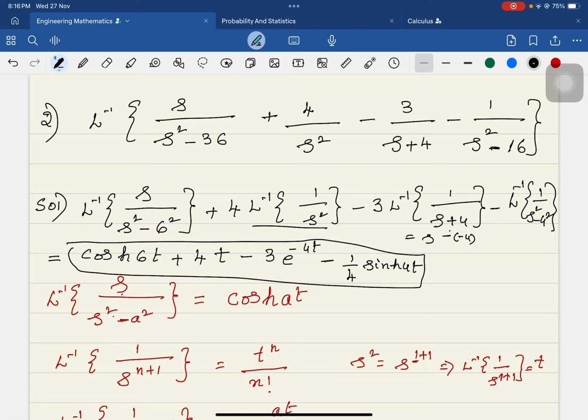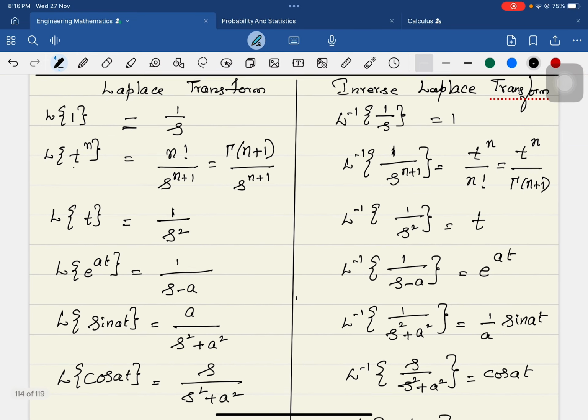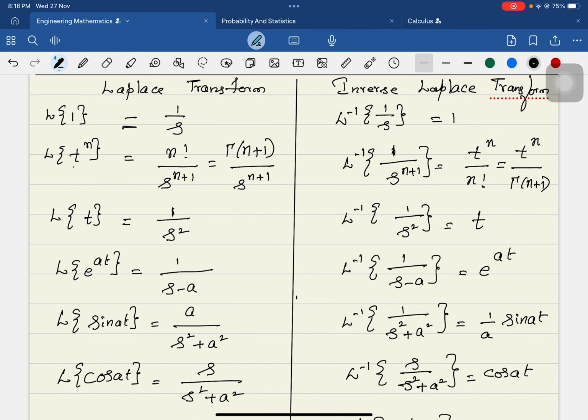I hope that you have understood this particular lecture on the inverse Laplace transformation in an easy way to memorize. By the completion of this lecture, you will be memorizing all these inverse Laplace transformation formulae, which are very, very important to do the problems, to continue and complete this chapter.